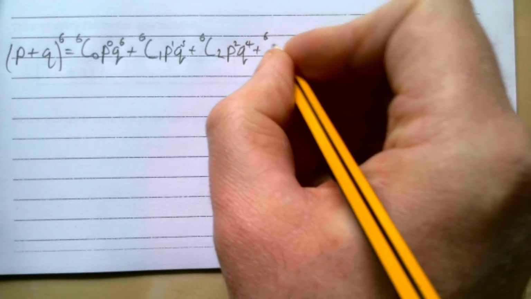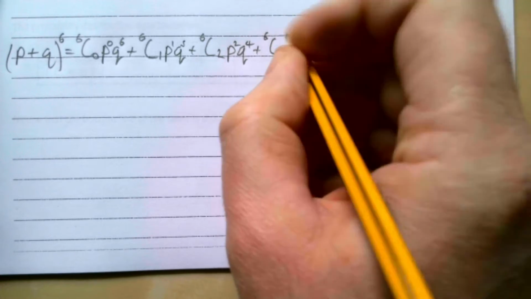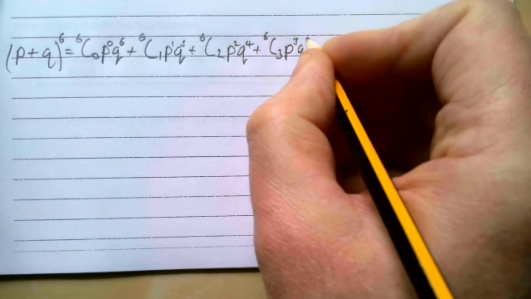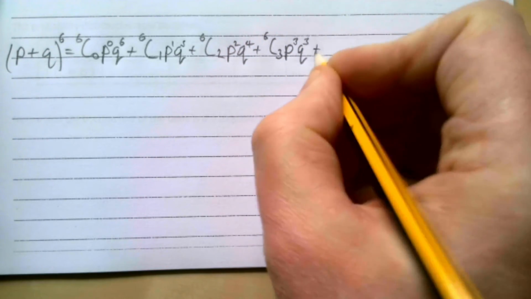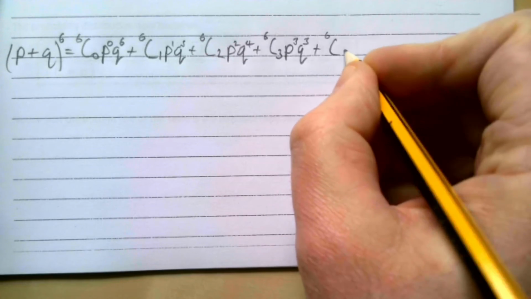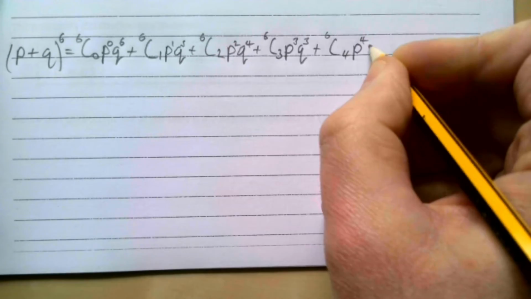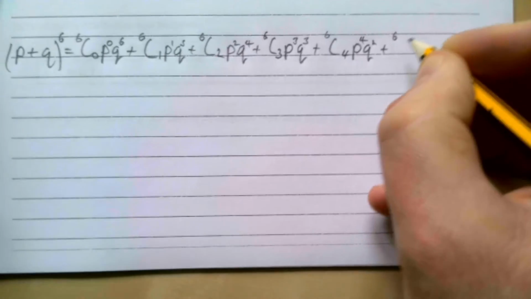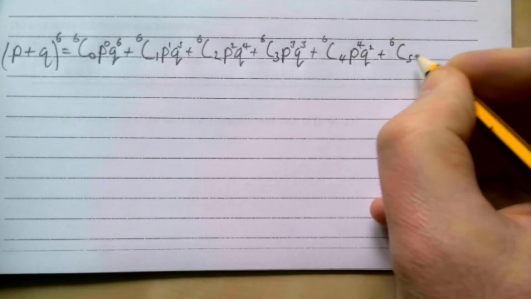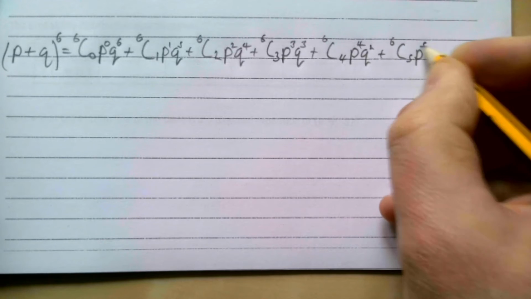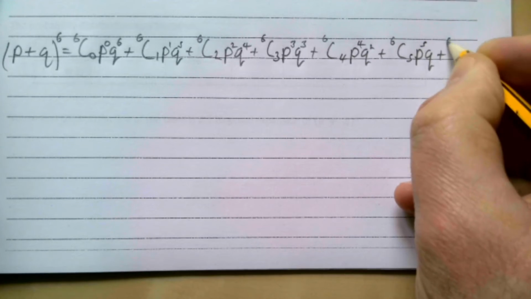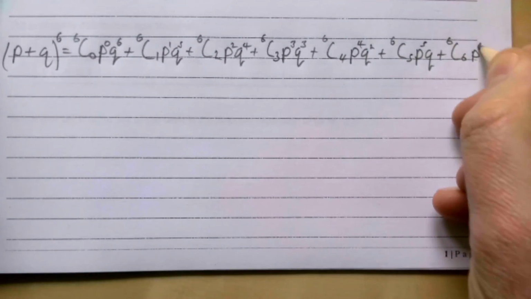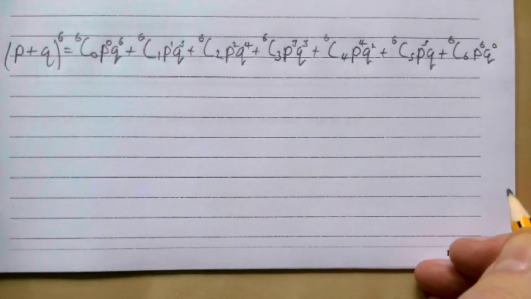Plus 6C3, P to the 3, Q to the 3, plus 6C4, P to the 4, Q squared, plus 6C5, P to the 5, Q, plus 6C6, P to the 6, Q to the 0.